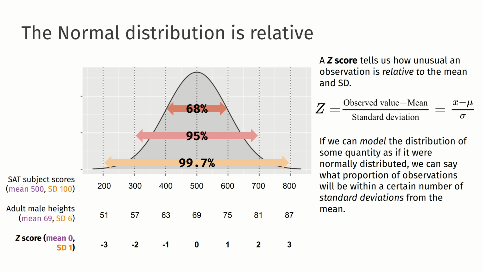And so that means that for SAT subject scores, we expect about 68% of people to score between 400 and 600. We expect about 95% of people to score between 300 and 700. And nearly everyone, 99.7% of people, would score between 200 and 800.